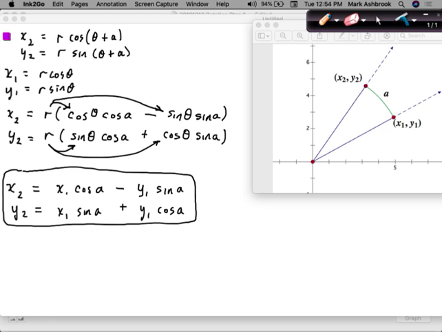Recognize that it could be written in a different form. The fact that we're doing cosine A times x1 and then times y1, and then the same thing for y2, times x1 and times y1. Is there another way to form this? Anyone recognize that? See it?